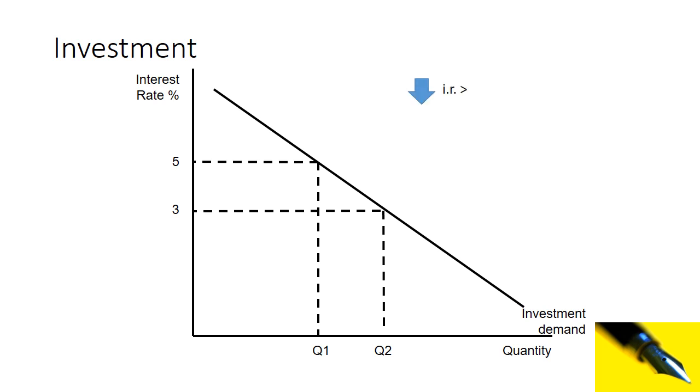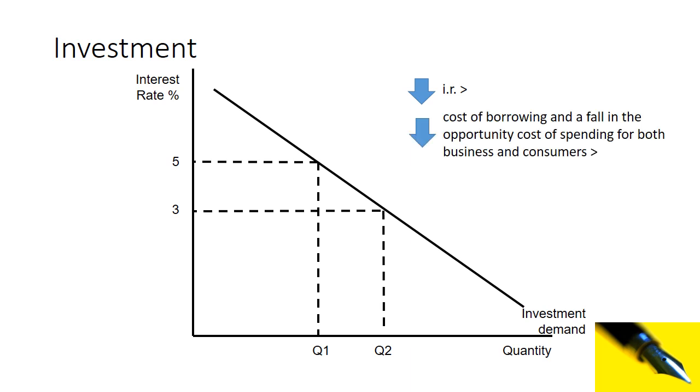So a fall in the interest rate will lead to a fall in the cost of borrowing and a fall in the opportunity cost of spending for both businesses and consumers. So that means that businesses are going to invest more. They're going to spend more and they're going to save less, just like for households. Now, because households are going to be spending more money, that too will cause a rise in investment by businesses.